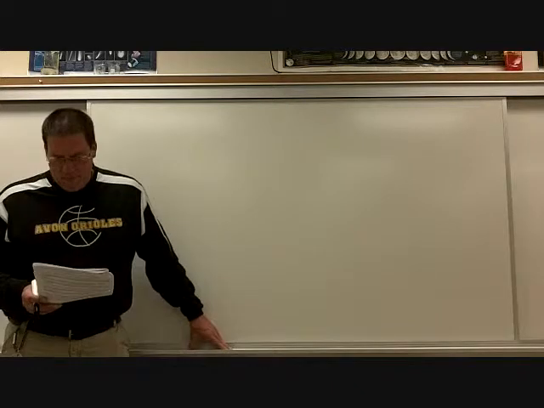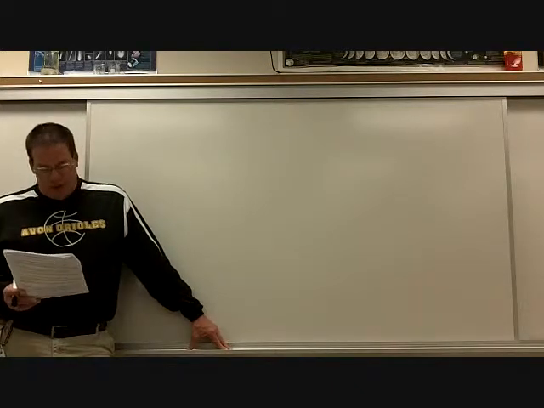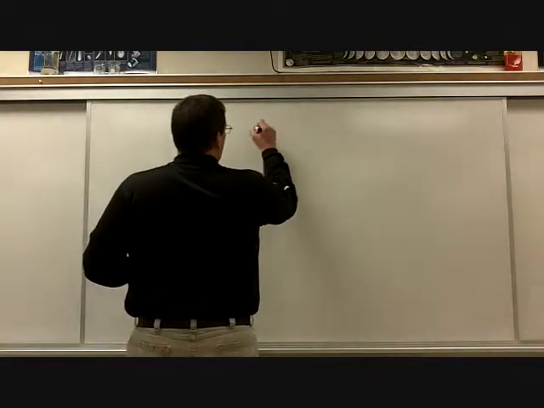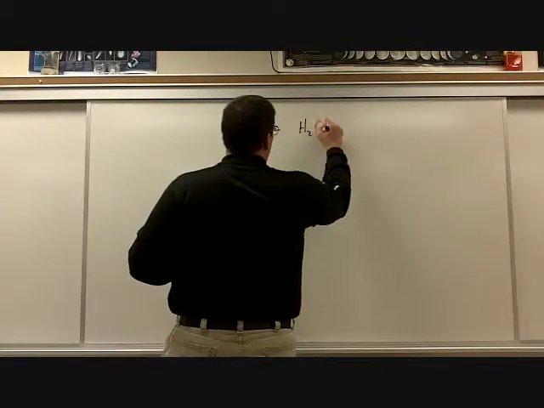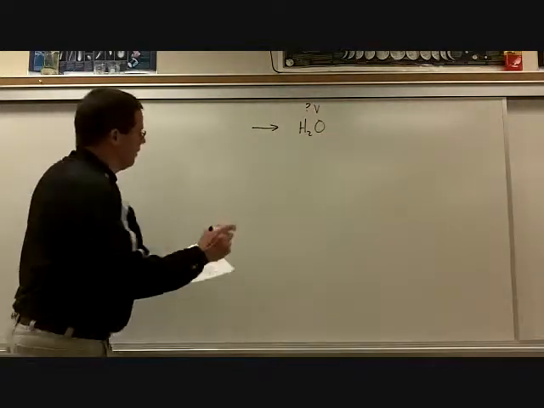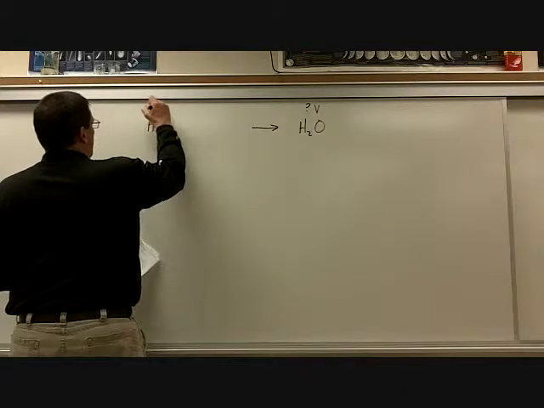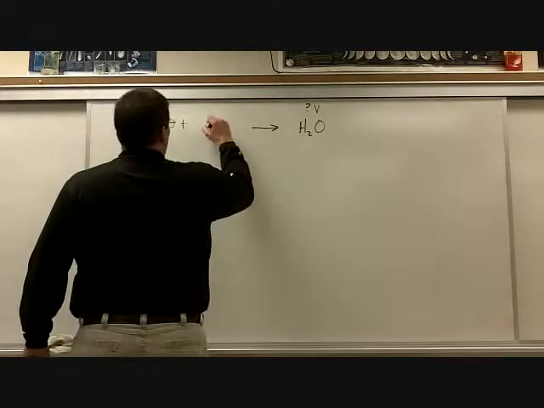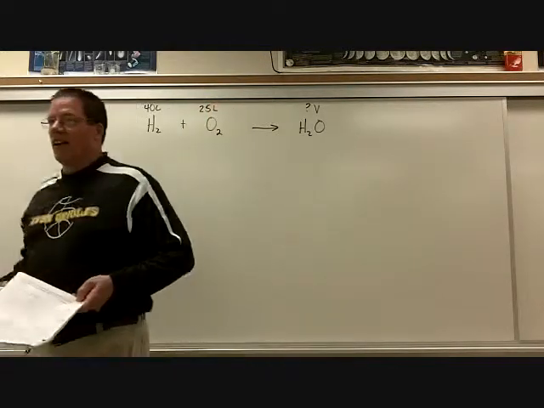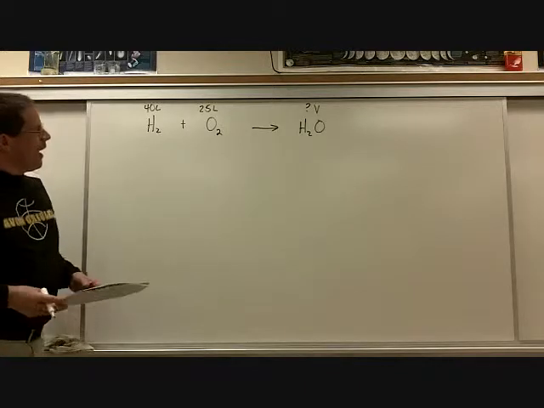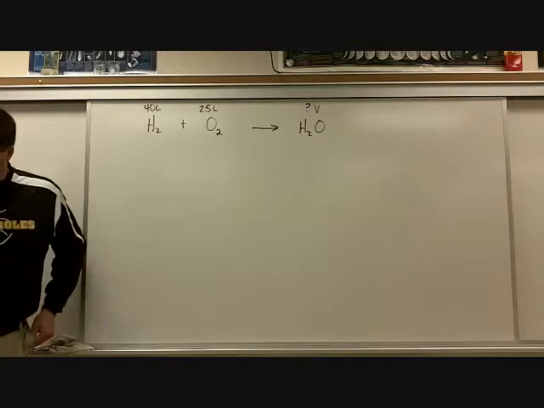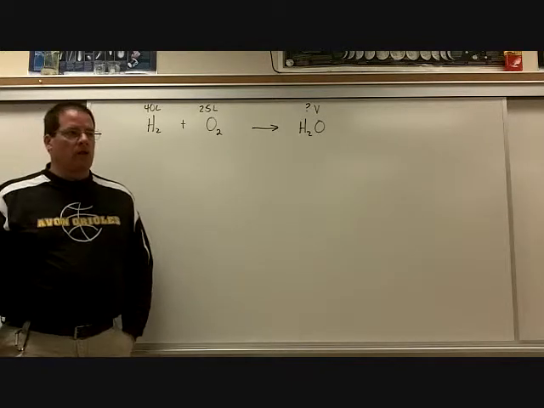Number one, at the bottom of page 19. The question asks, what volume of water vapor will form when 40 liters of hydrogen and 25 liters of oxygen react? We're on the bottom of page 19. Okay, so we're looking for the volume here. And it also says that the temperature and the pressure remain constant.